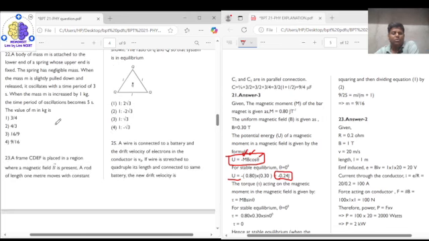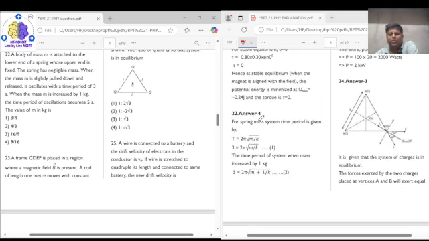Coming to question number 22: a body of mass m is attached to the lower end of a spring whose upper end is fixed. Do we have the diagram for it? No, we do not. When the mass m is slightly pulled down and released, it oscillates with a time period of 3 seconds. So the frequency is 1 upon 3 hertz. Now when the mass m is increased by 1 kg, the time period of oscillation becomes 5 seconds.